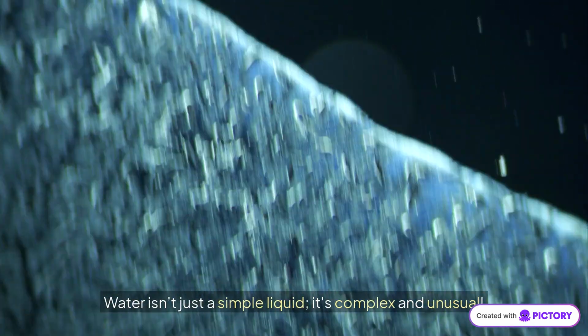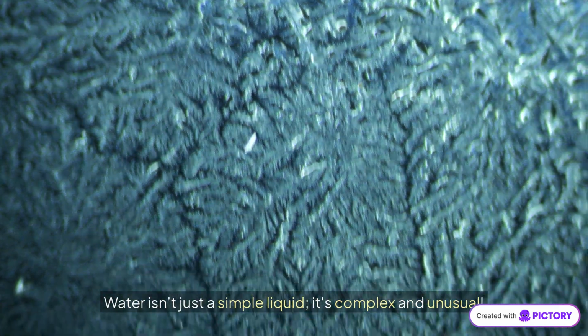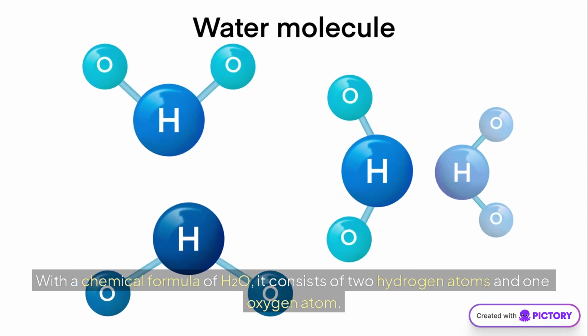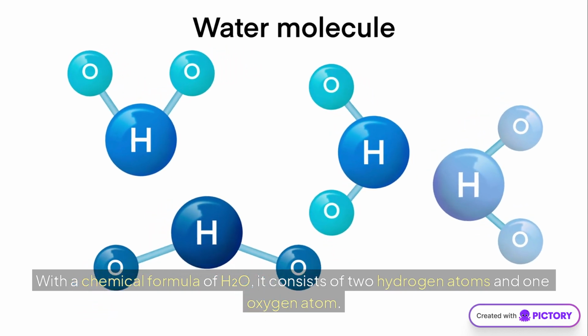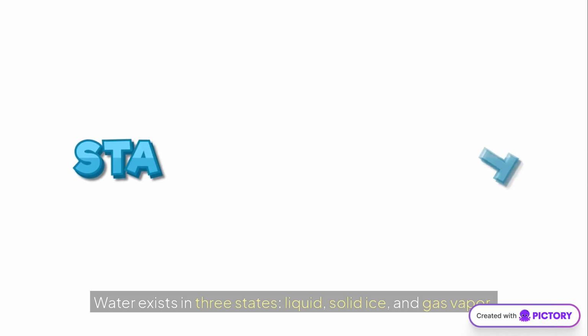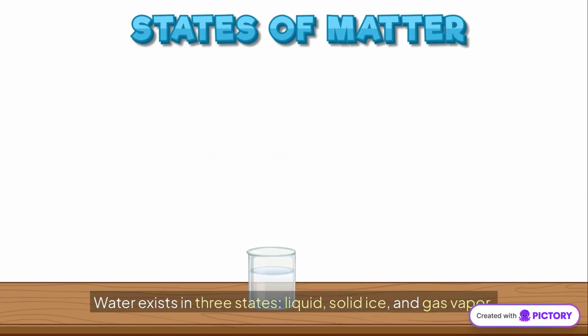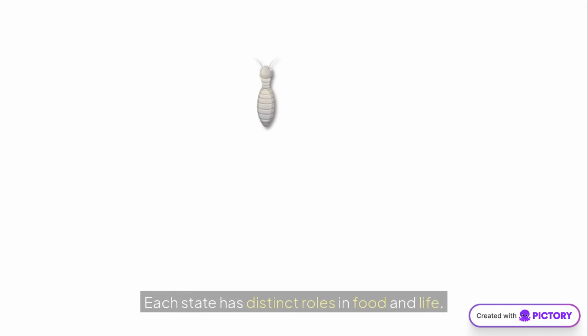Water isn't just a simple liquid, it's complex and unusual. With a chemical formula of H2O, it consists of 2 hydrogen atoms and 1 oxygen atom. Water exists in 3 states: liquid, solid ice, and gas vapor. Each state has distinct roles in food and life.